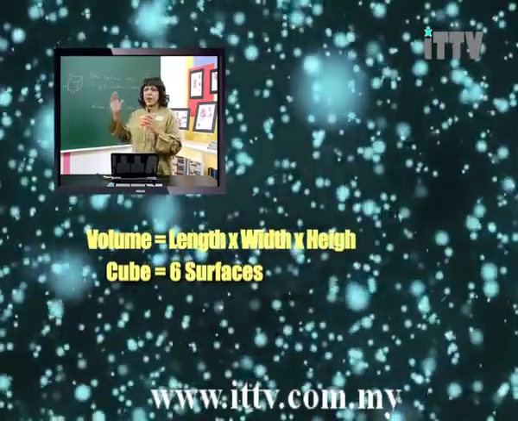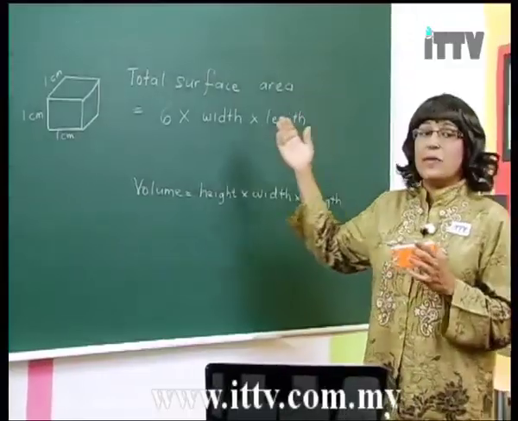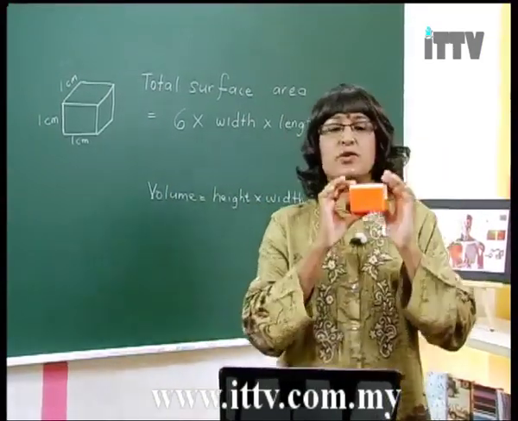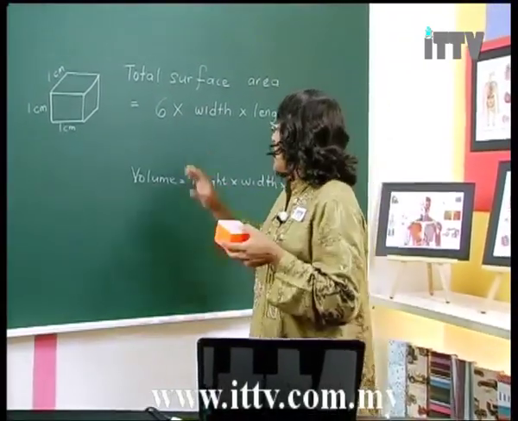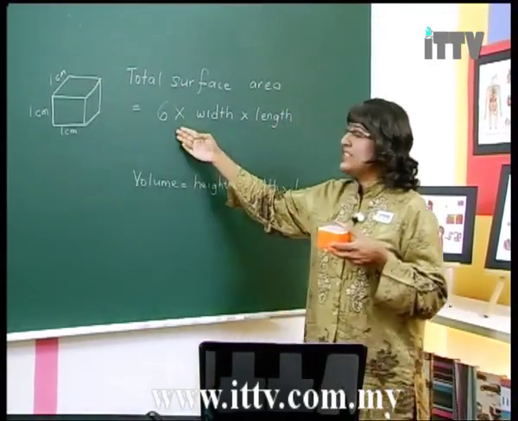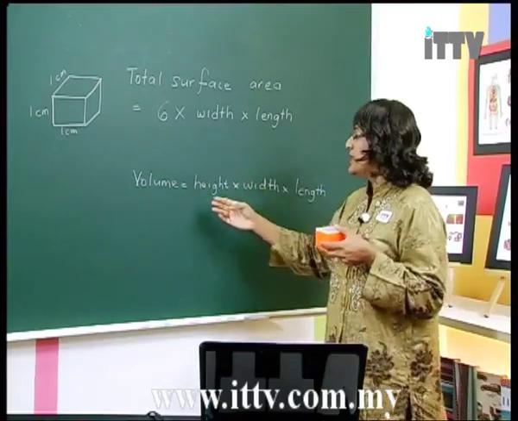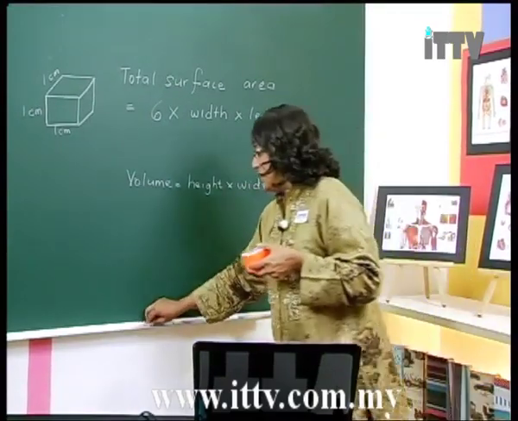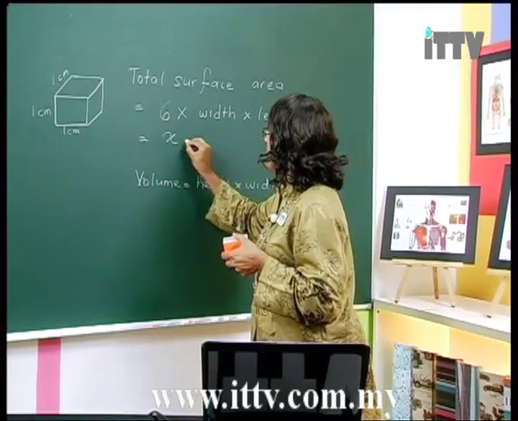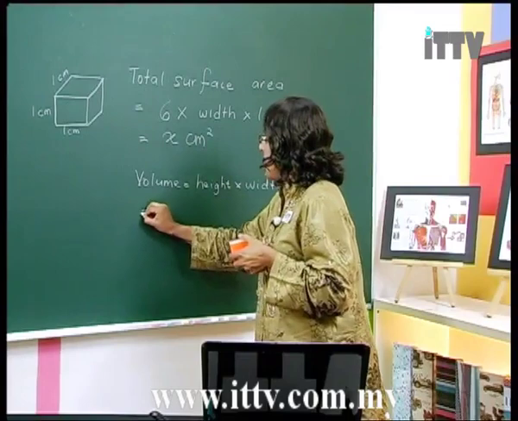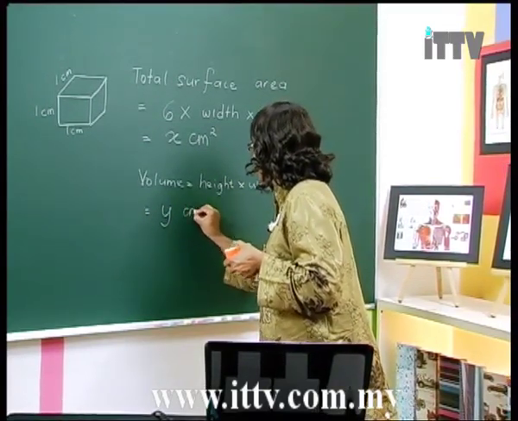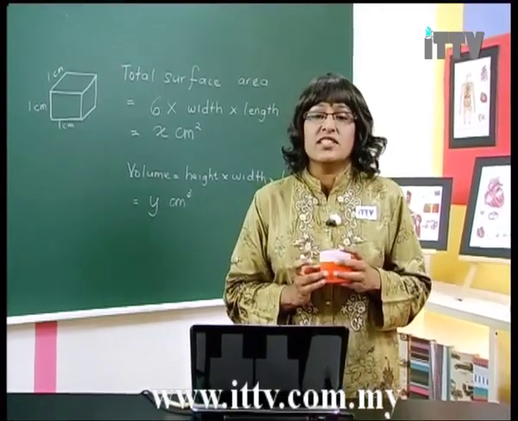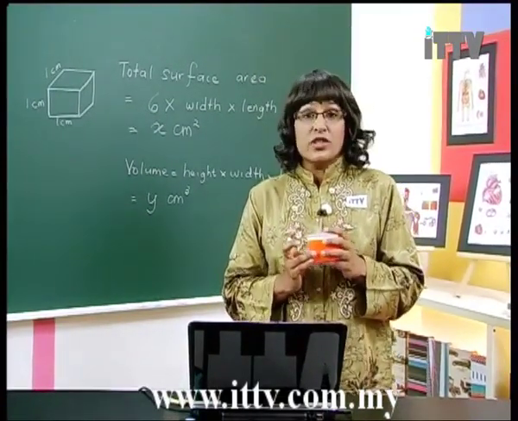Now let us take a look at the board. The formula for total surface area is given here. If you see this cube, we can see that there are 6 surfaces, and the width and length of each surface is multiplied to give the total surface area, while the volume is the multiplication of the height, width, and length. Assuming this becomes x cm squared and this becomes y cubic cm. Now, why is it so important to understand the concept of total surface area and the ratio of total surface area to volume?